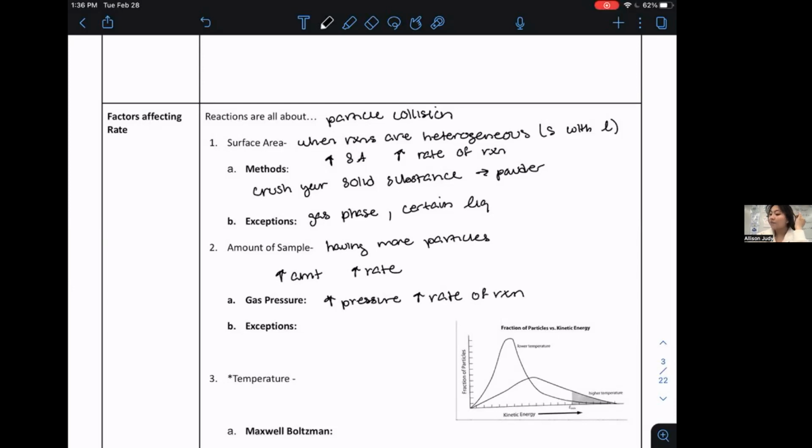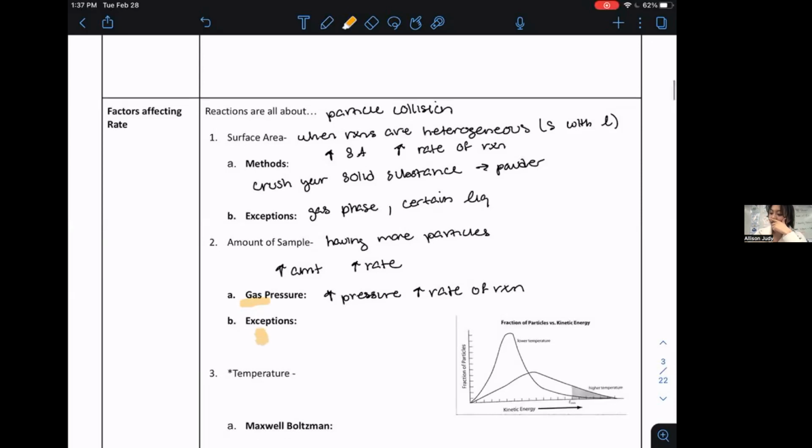And here's why I emphasize the word gas. Pressure does not help you with anything else. It only helps you with gases because gases have to collide. If you do not force them into a setting where they physically have to come in contact with one another, you're going to have a super slow reaction. But simply squishing more solids together doesn't actually help. It's the level of exposure that those solids have that helps. So exceptions are basically solids and liquids. This does not work.